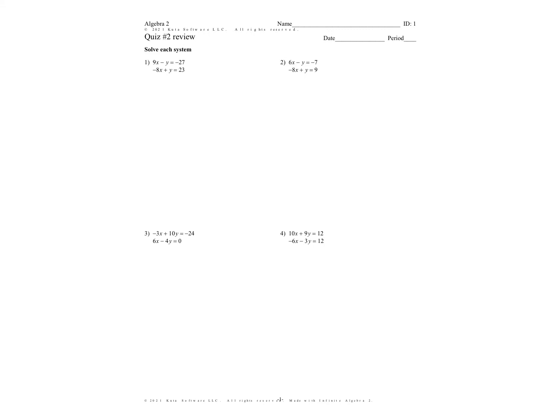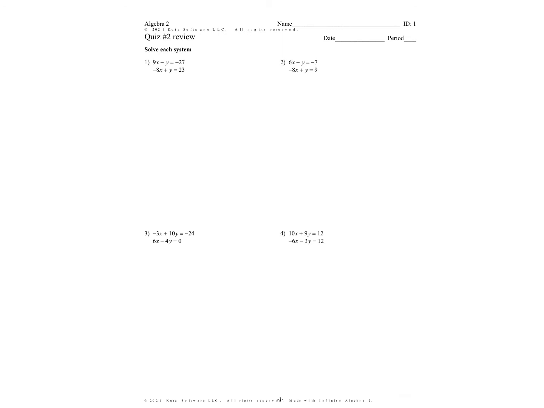All right, so on your quiz, the first half is going to be a little review of what we've done before. So it's just solving the systems. You can solve with substitution or elimination. So the first half is going to be two systems, two equations, two variables.